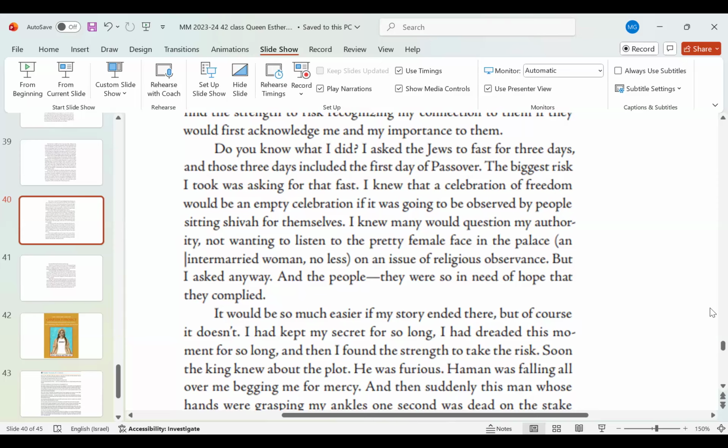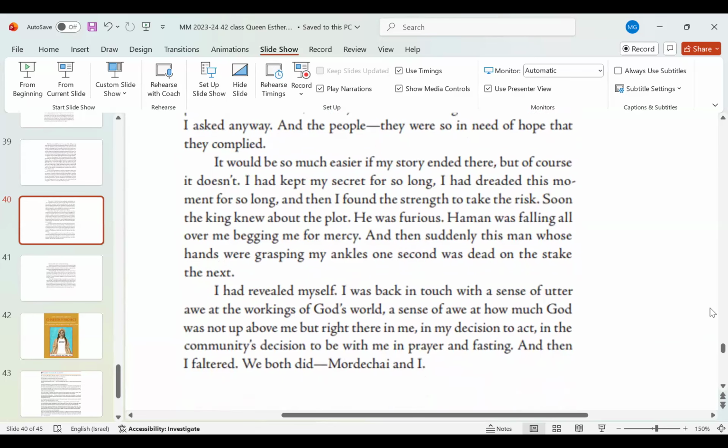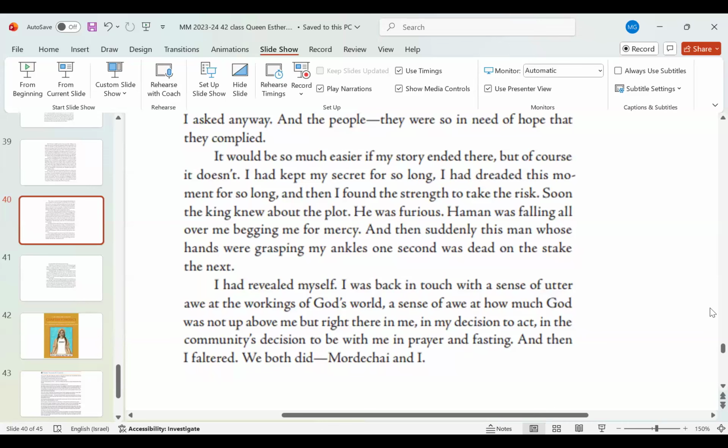I knew that a celebration of freedom would be an empty celebration if it was going to be observed by people sitting Shiva for themselves. I knew many would question my authority, not wanting to listen to the pretty female face in the palace, an intermarried woman no less, on an issue of religious observance. But I asked anyway, and the people, they were so in need of hope that they complied. It would be so much easier if my story ended there, but of course it doesn't.